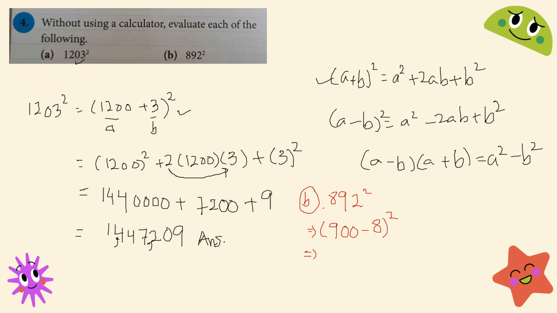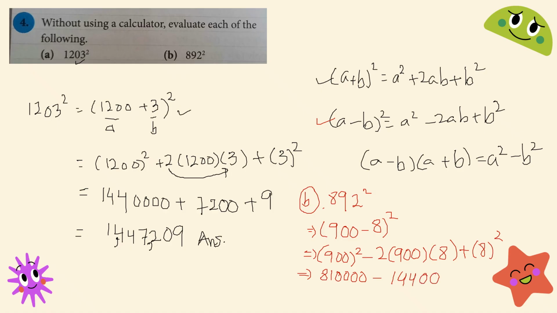Now look, this is the second identity, which is (a minus b) whole square. So I will be applying the second identity here, that is a square, 900 square, minus 2ab, where a is 900 and b is 8, and then plus b square, which is 8 square. Now 9 multiplied by 9 is 81, and there will be 4 zeros. Now 2 times 8 is 16, and 16 multiplied by 9 is 144, so it will be 14400, and then 8 squared is 64.